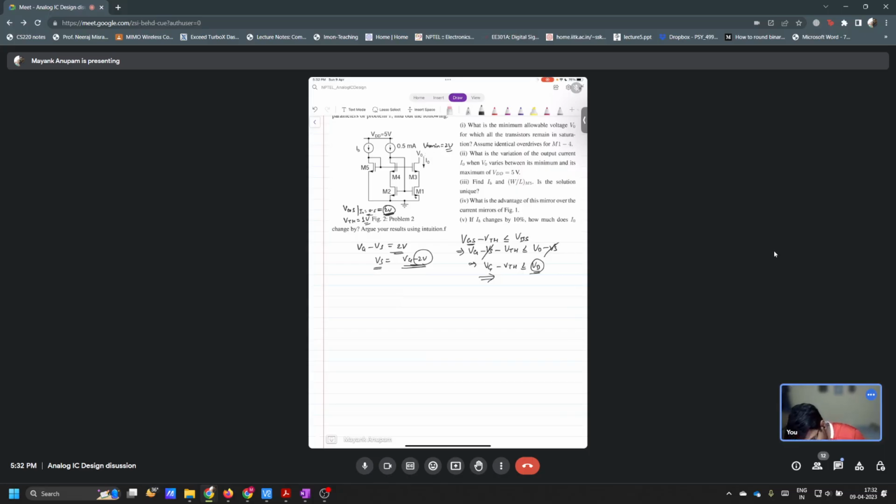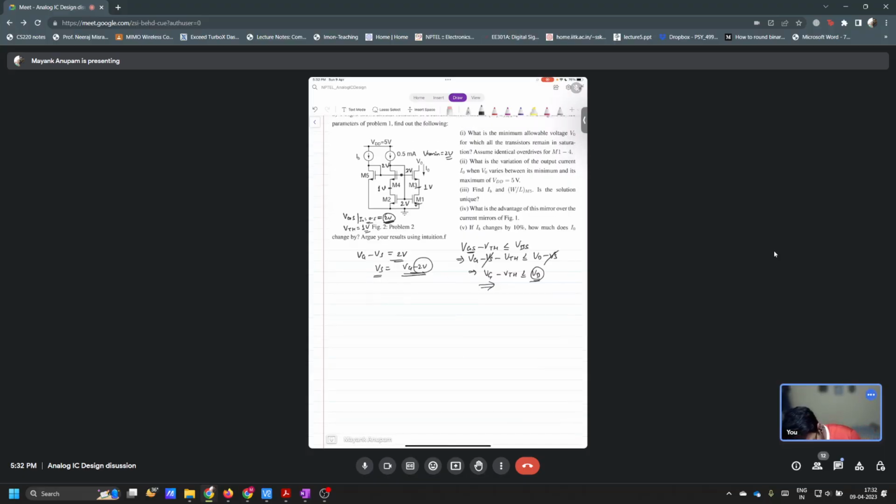Fine. So this was 2 volts. This was 2 volts. This we biased at how much? 3 volts. Fine. This was 1 volt. Okay. This was 1 volt. So we ensured that M3 and M1 are in saturation, right? When we did this, correct? So in the condition of when VO goes to a minimum of 2 volts, then M3 and M1 are in saturation.